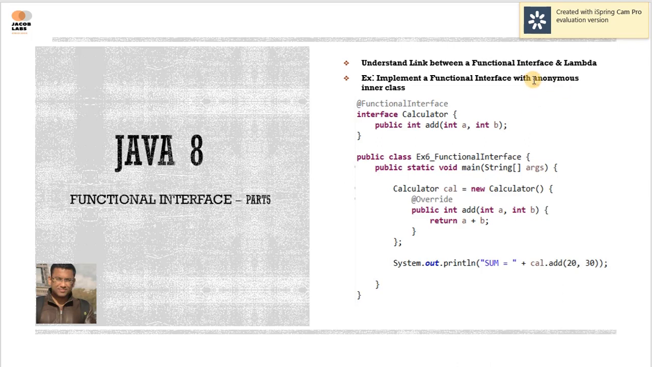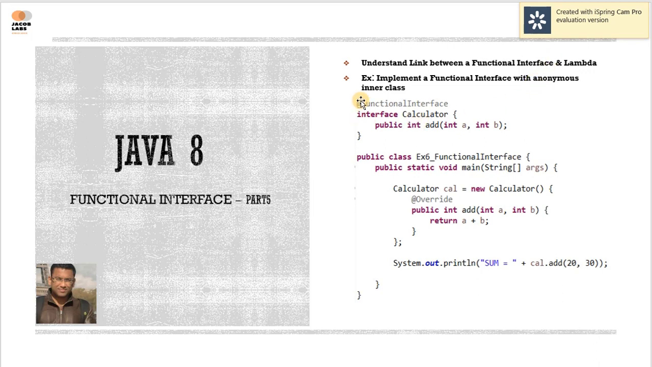Anonymous inner class is made up of three words: anonymous, inner, and class. Let's break it down. Anonymous in English, as you know, is something that does not have a name. Class is a class. Inner class is a class within a class. So a class within a class which does not have a name is called an anonymous inner class. Now let's see how it is implemented.